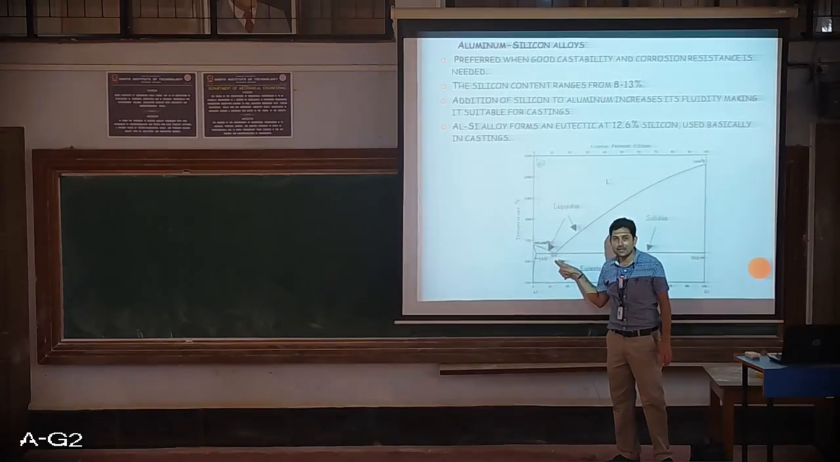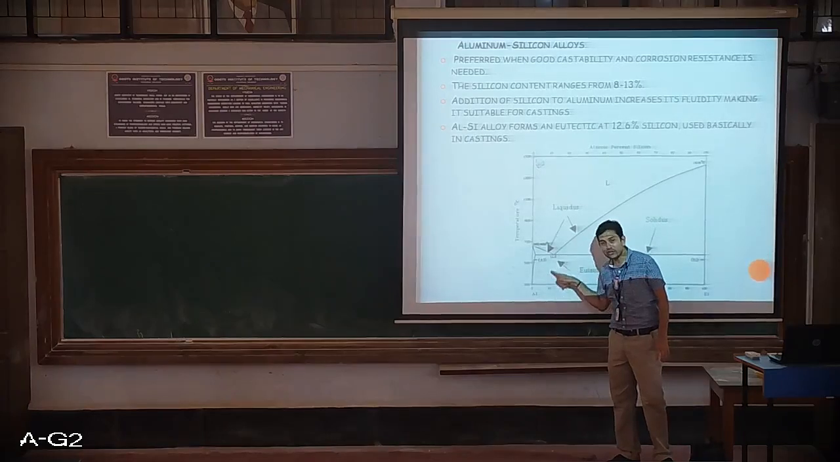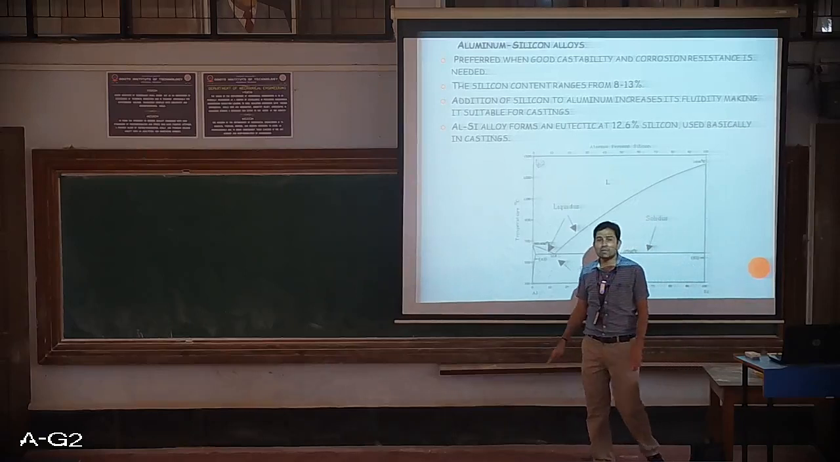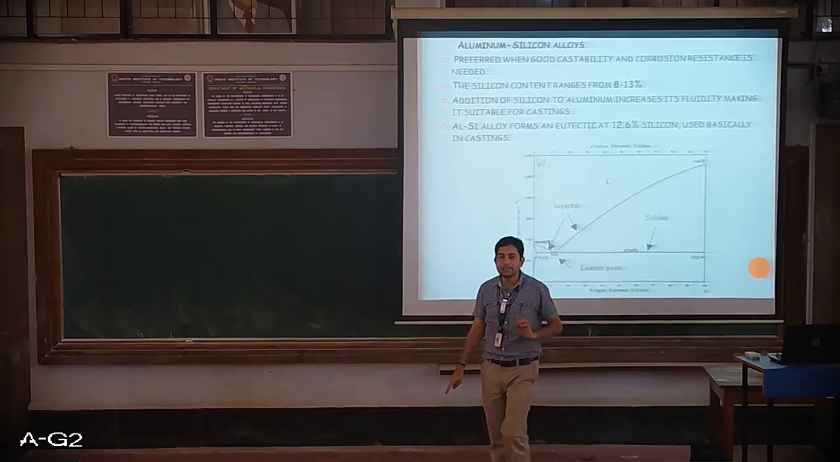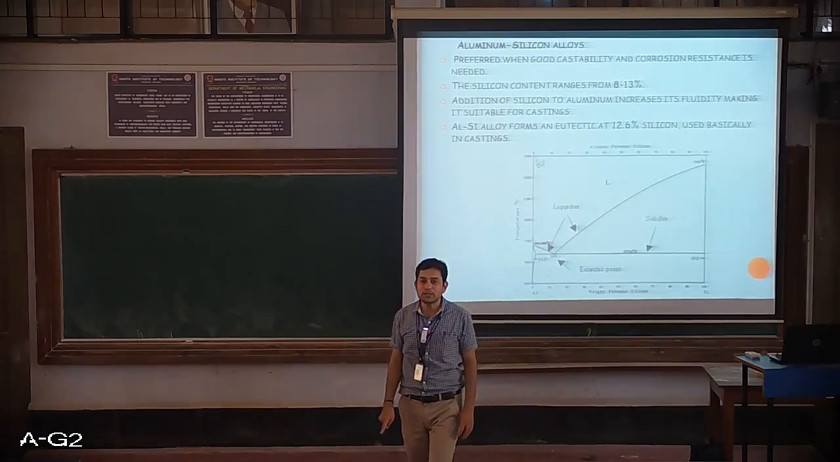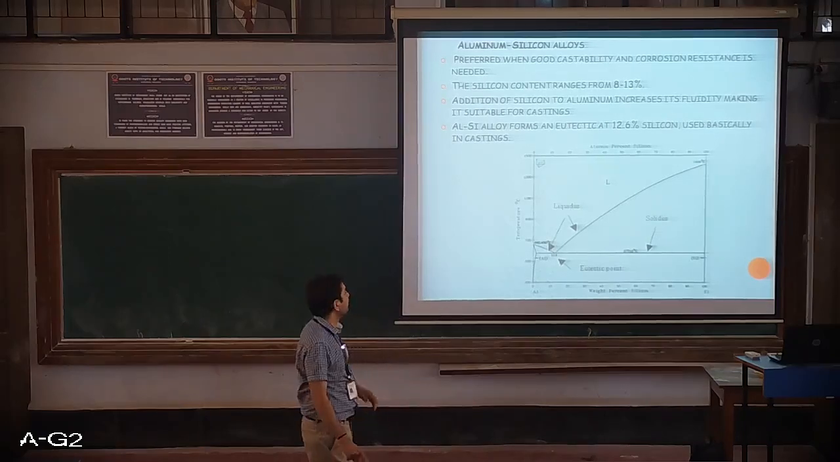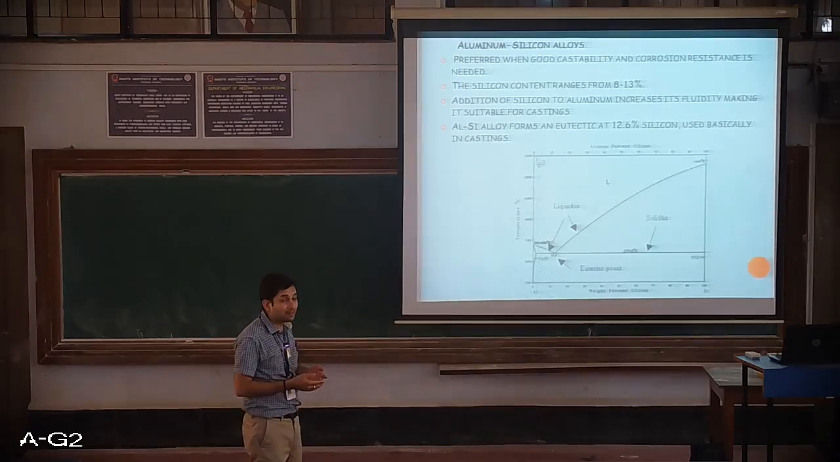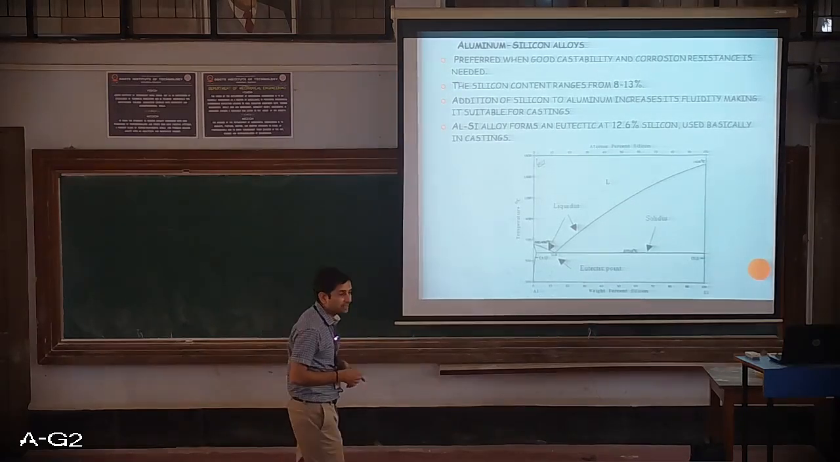So you can see that aluminum metal will melt at this temperature for this percentage alloy component. That is the usage of this aluminum silicon alloy. That's why aluminum silicon alloy is very widely used in the industries. This is the phase diagram for that. Preferred where good castability and corrosion resistance is needed. As I said, it can melt very easily.